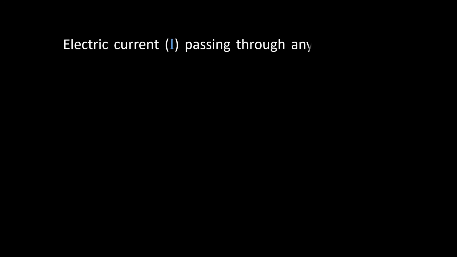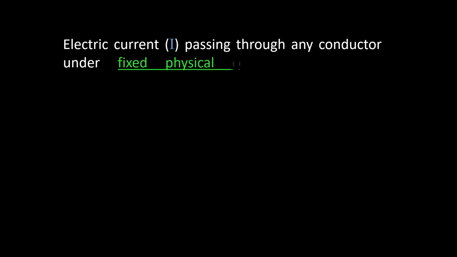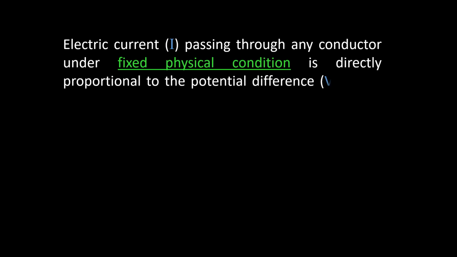So electric current I passing through any conductor under fixed physical conditions is directly proportional to the potential difference across the conductor. This statement is called Ohm's law. What do you mean by fixed physical conditions? Fixed physical conditions mean don't change the resistor, don't change temperature, don't change pressure, don't change the material of the resistor, and then if you change potential, you will see that current is also changing proportionately.